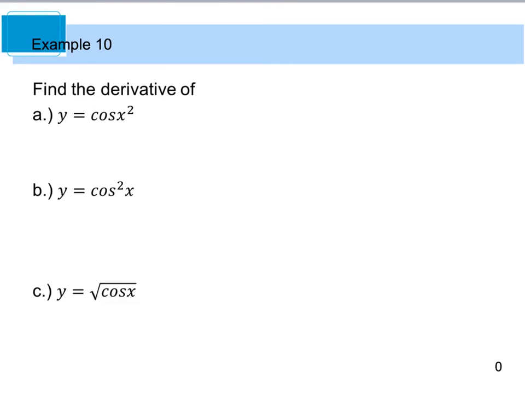Sometimes when we are squaring the x term or squaring the trig function, it gets a little confusing. So just to reiterate what all of these mean, in part A, this cosine of x squared, the x squared, if you want to think about it, is really like in parentheses. So if I take the derivative, y prime is going to equal derivative of the outside, which is a negative sine of x squared, times the derivative of the inside, which is 2x. So this will give us a negative 2x times the sine of x squared.